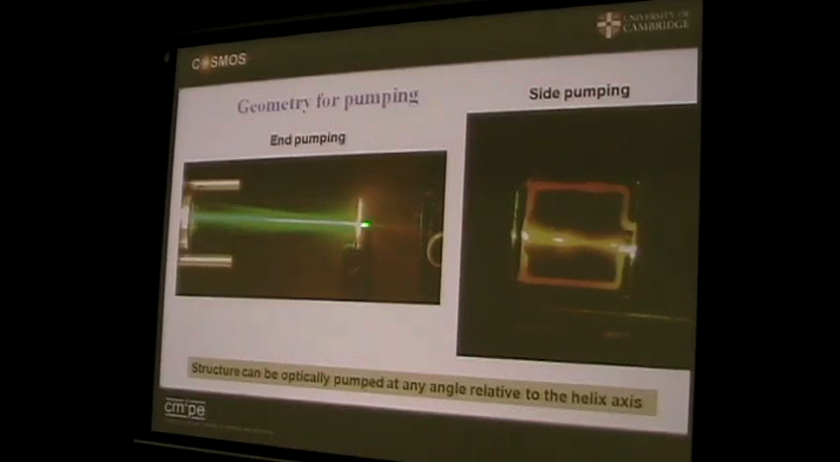There's the pump light going in, what we call end firing, sliding the system down the helix. Okay? Or, to be different, just to prove that it works, shine the light in the side of the liquid crystal cell and the emission comes out towards you, orthogonal. So you can excite the system at right angles to the helix and you still get the laser light coming out in the helix direction.